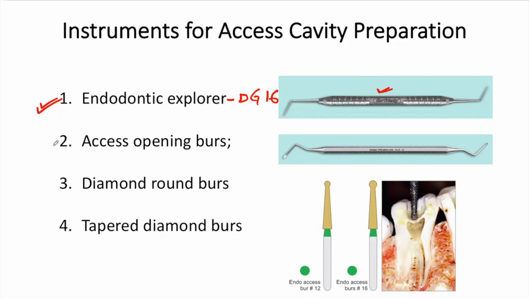Then are the access opening bars. These access opening bars are diamond round bars, number 2 and 4. These bars are used to gain entry into the tooth structure. The number 2 is a smaller bar, which is used for anterior and premolars, whereas number 4 is used for molars. Similarly, tapered diamond bars are used to flare the access cavity preparation.